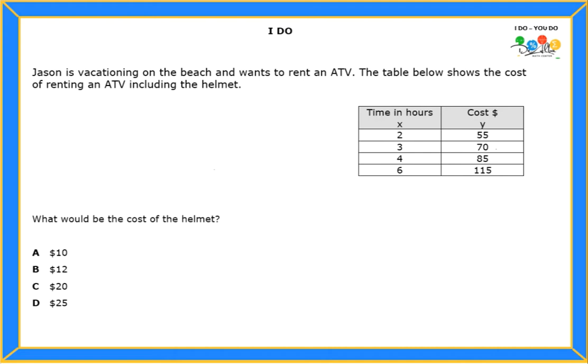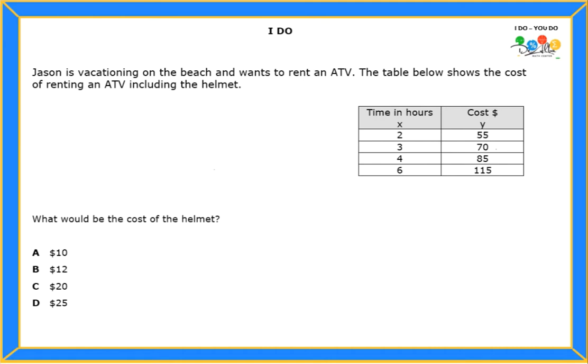And it says, Jason is vacationing on the beach and wants to rent an ATV. The table below shows the cost of renting an ATV, including the helmet. What would be the cost of the helmet? So let's look at the table. In the table, we have X is the hours and Y is the cost.